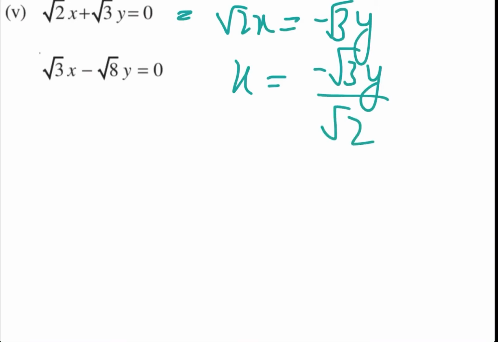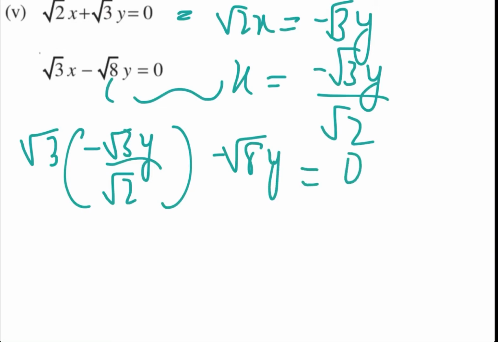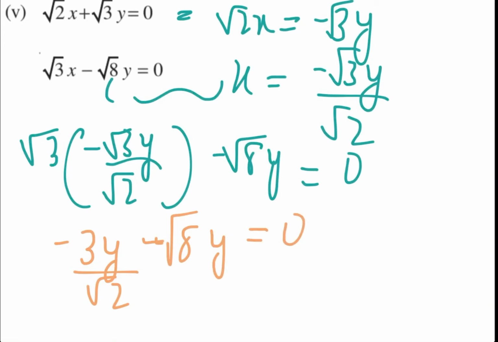So I can now substitute this value of x in any of the equations of my choice and get the value. So let me put it here. I'll get root 3 into x, which is minus of root 3y by root 2, minus root 8y becomes 0. Now root 3 into root 3 becomes 3, so this will become minus 3 because of the minus sign present here. So minus 3y by root 2 minus root 8y is equal to 0 is what I get. I hope it is clear till here.